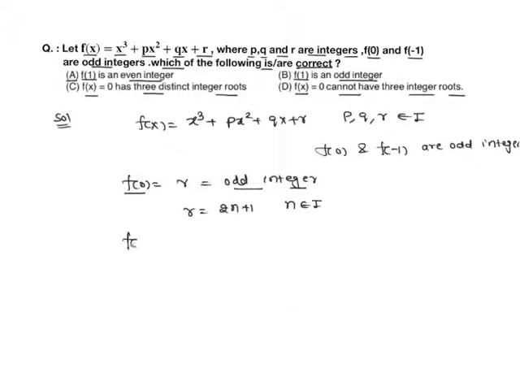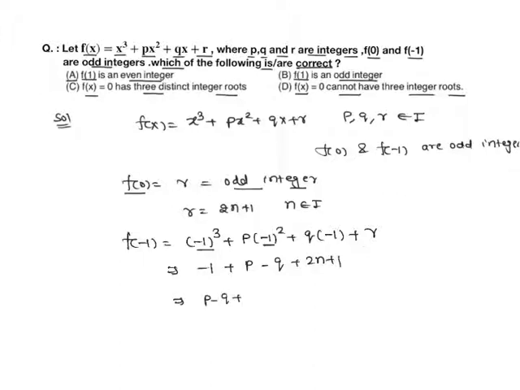Similarly, f of minus 1. So f of minus 1 is what? Minus 1 whole cube plus p into minus 1 whole square plus q into minus 1 plus r. This will get us what? Minus 1 cube is minus 1, plus p into minus 1 whole square is p only, minus q plus r. R is 2n plus 1. So this is p minus q plus 2n.